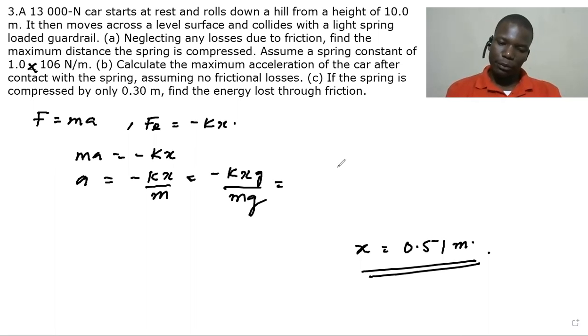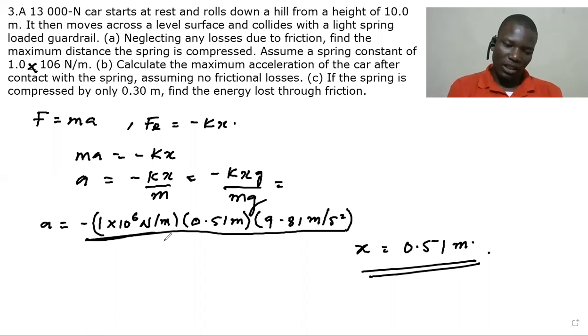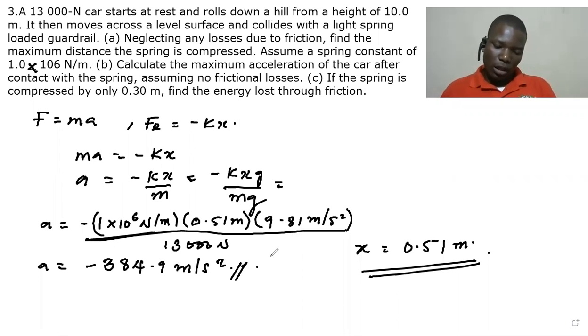So that we have acceleration being equal to 1 by 10 to the power 6 Newton per meter as our spring constant, and then we have the displacement we've just found to be 0.51 meters. And then gravitational acceleration 9.81 meter per square second. And then we divide by the weight, which is 13,000 Newton. So what will be our acceleration? This acceleration is going to be negative 381.9 meter per square second. So this is what we are going to have.